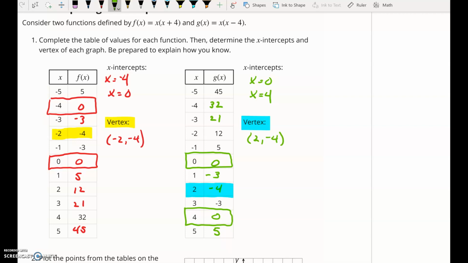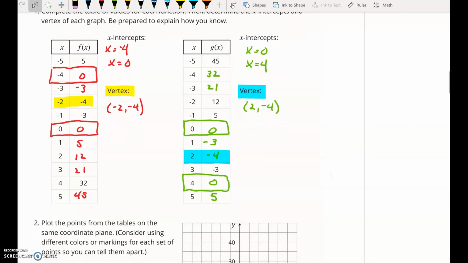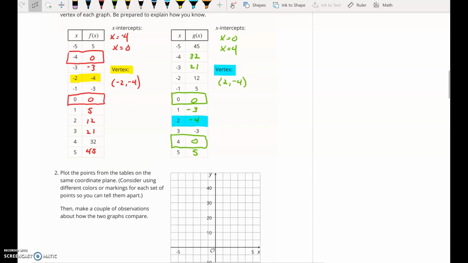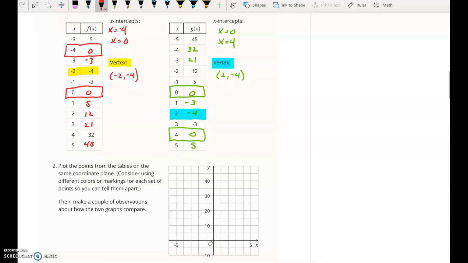Okay, now what I want to do is plot these points on our graph. I'm going to zoom out here, and I'm just going to start plotting the red points, -5, 5. So if I come over to -5 and go up 5, perfect. Pay attention to the scale on your axes. Going left and right, every line is 1. Going up and down, every line is 5.